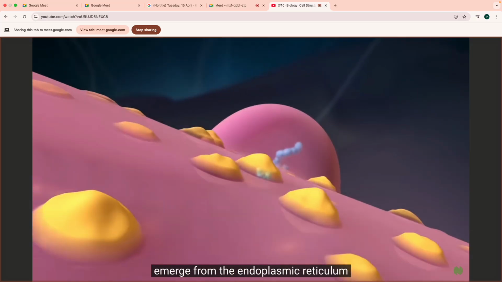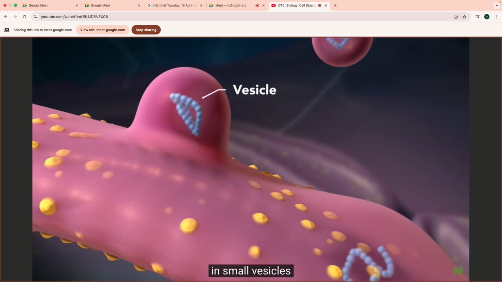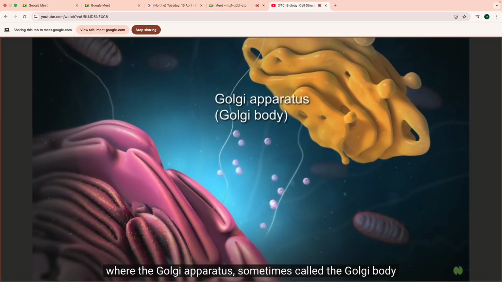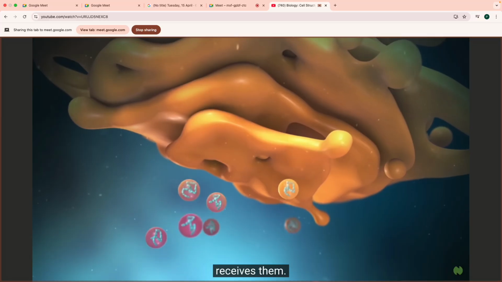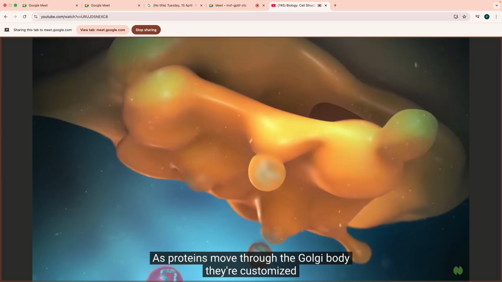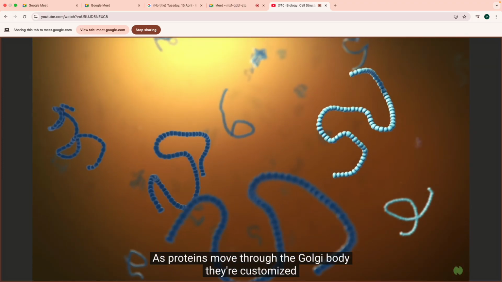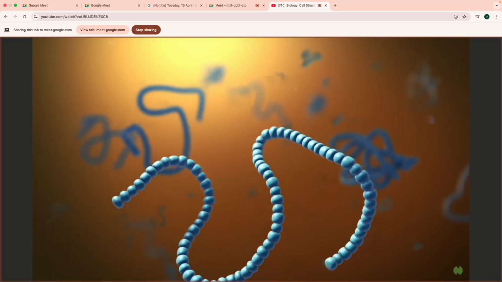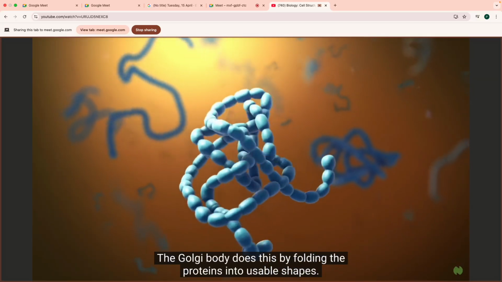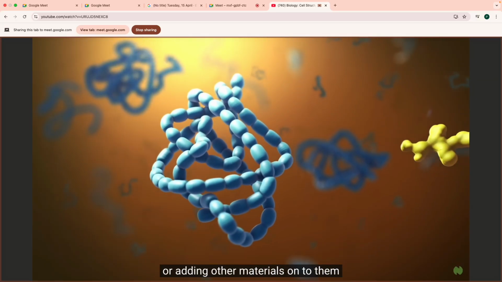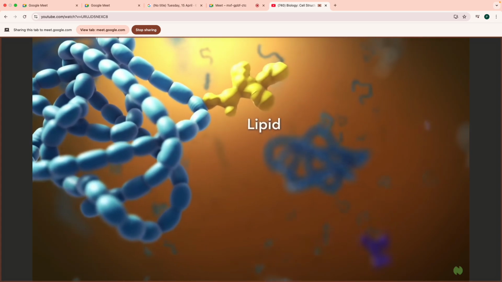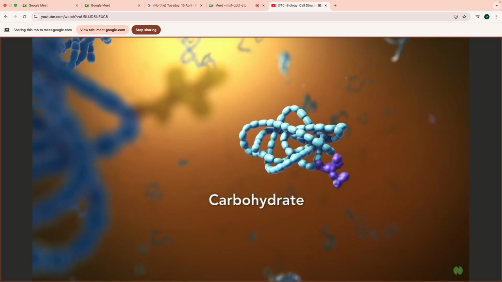Proteins and other materials emerge from the endoplasmic reticulum in small vesicles, where the Golgi apparatus, sometimes called the Golgi body, receives them. As proteins move through the Golgi body, they're customized into forms that the cell can use. The Golgi body does this by folding the proteins into usable shapes, or adding other materials onto them, such as lipids or carbohydrates.